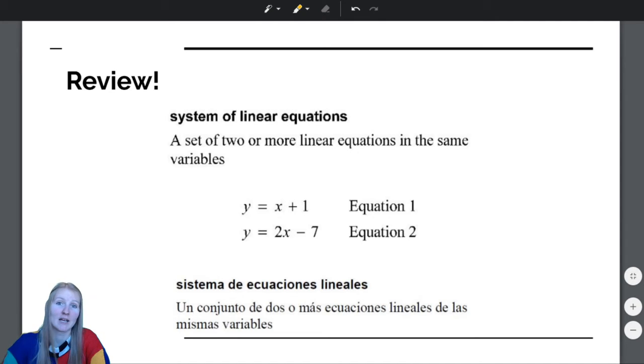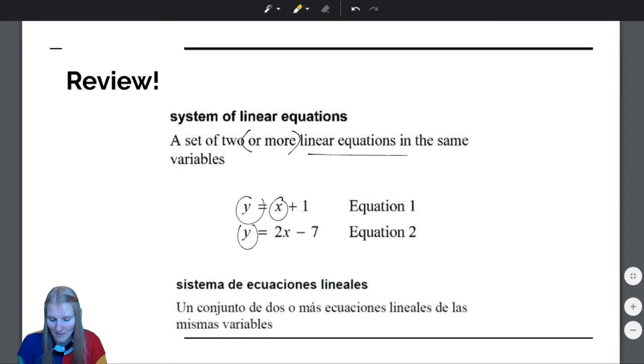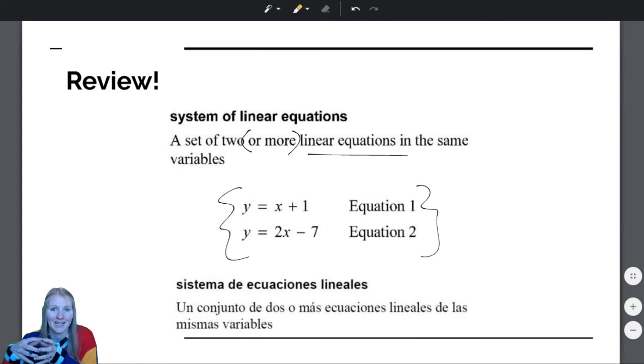Hopefully by now you're like, Mrs. Dodge, I don't need to hear this every time, but it's always good to make sure that we know what we're talking about before we start our lesson. So, a system of linear equations is a set of two or more, except we're not going to do the or more part in this class. A set of two or more linear equations in the same variables. So for us, it's two equations that work together. They're a package deal.